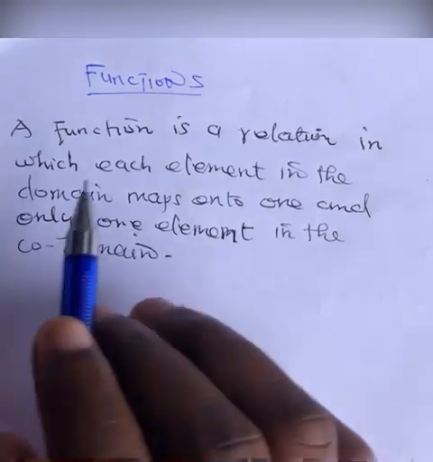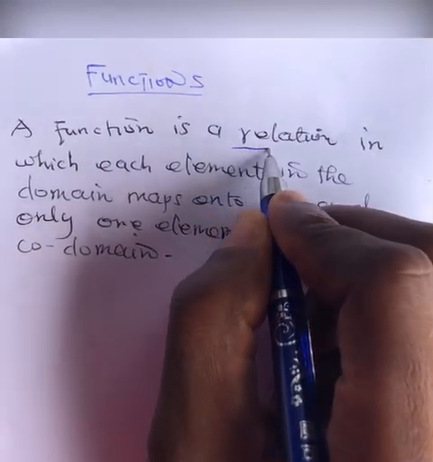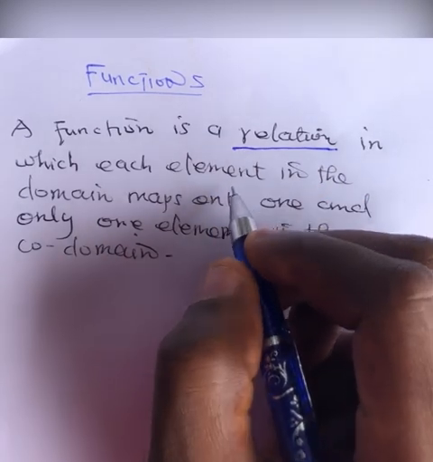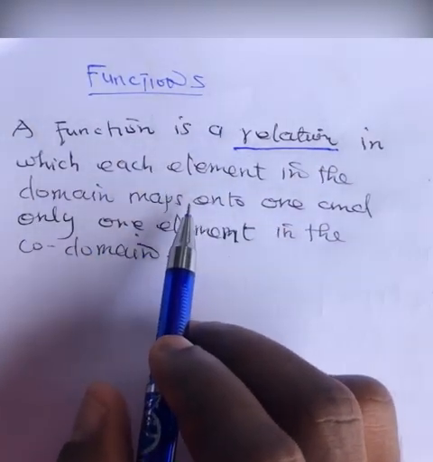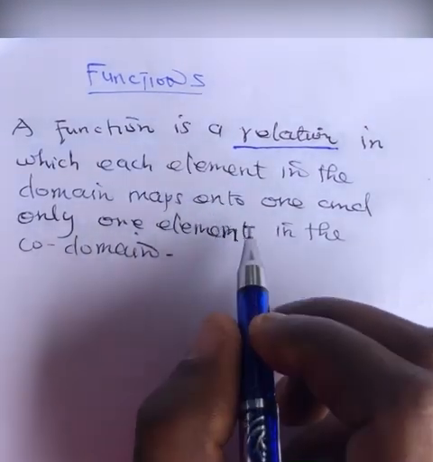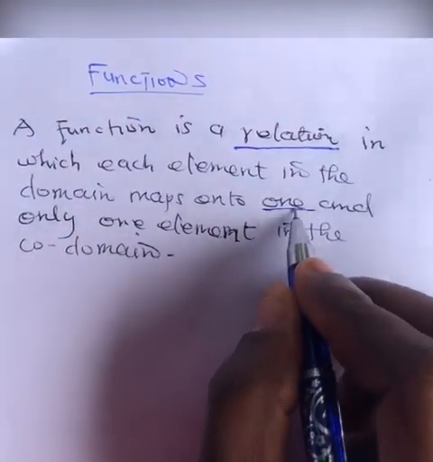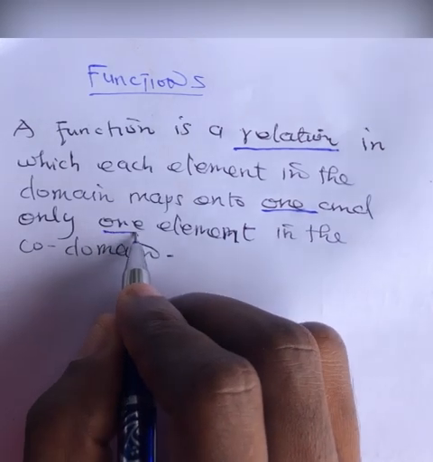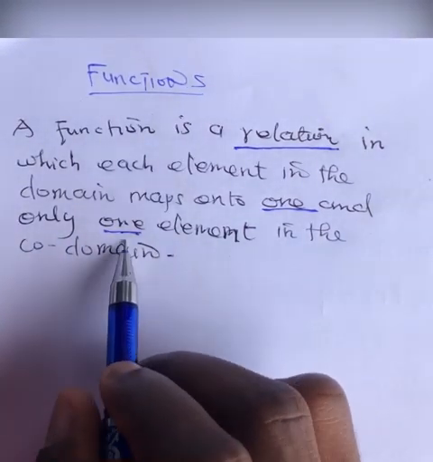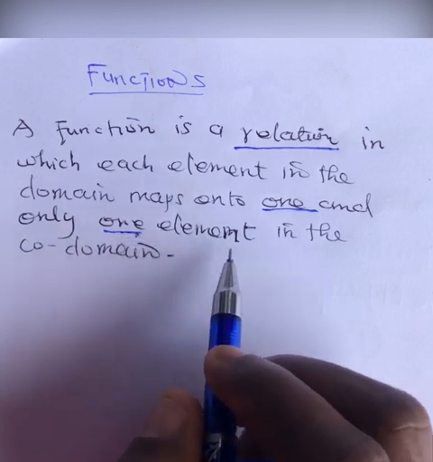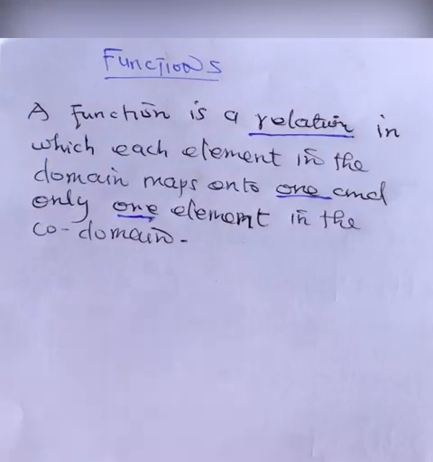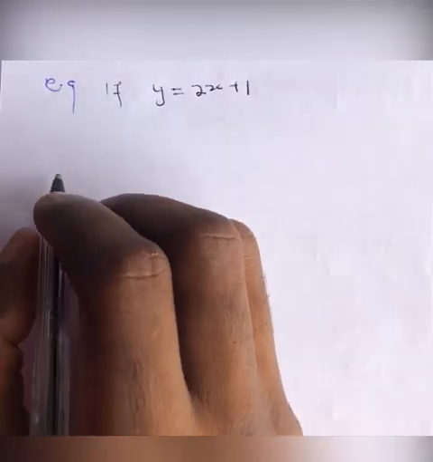Okay, so a function is a relation. So function is also a relation in which each element in the domain maps onto one and only one element in the codomain. One and only one element in the codomain. Take note of that. So let's look at this example.